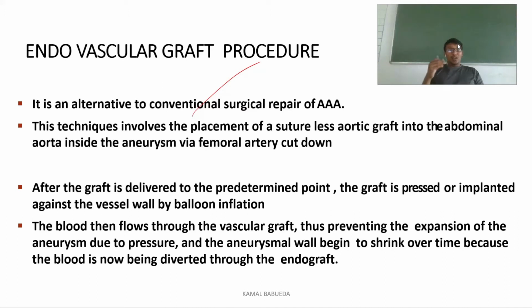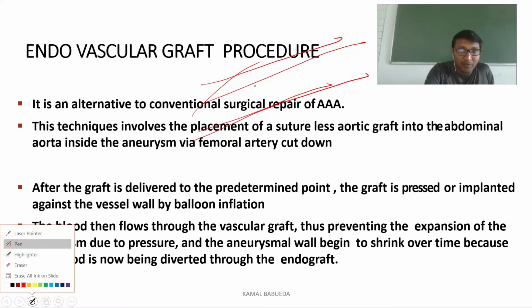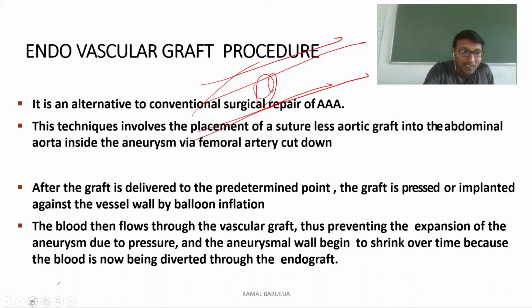So once the graft is delivered to the point, the graft is pressed, or sometimes we are implanting the graft against the blood vessel. As we have seen in the picture, suppose this is the blood vessel, we are placing the mesh over here. Just think of this blue color as the mesh.